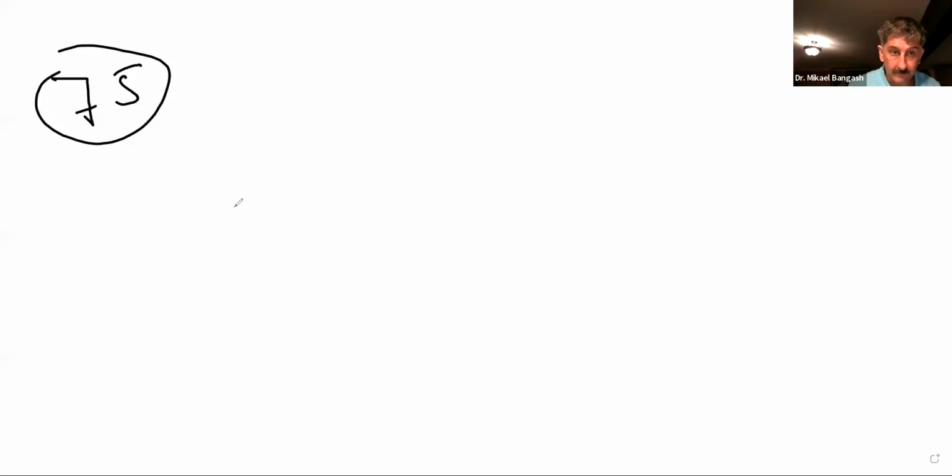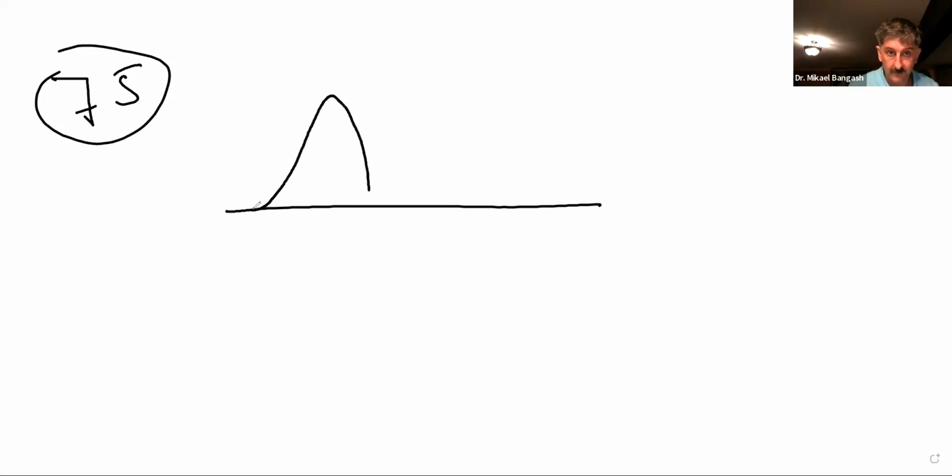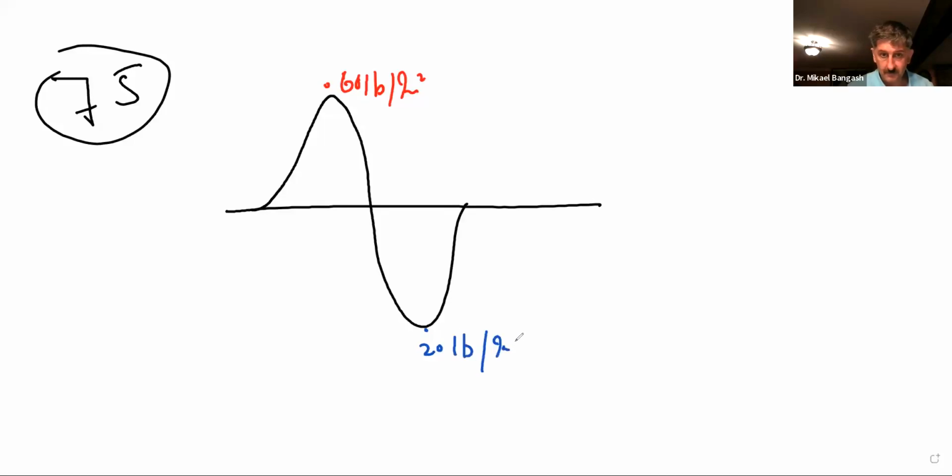Let's do it this way. It may sound crazy, but we can do something like this. We can say the maximum was 60 pounds per inch square, and the minimum is 20 pounds per inch square.